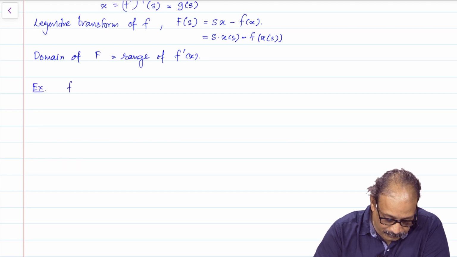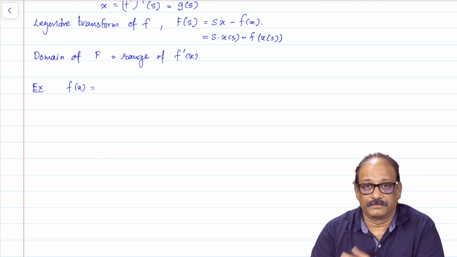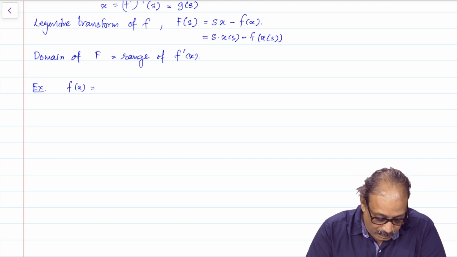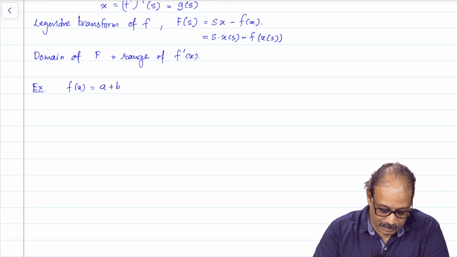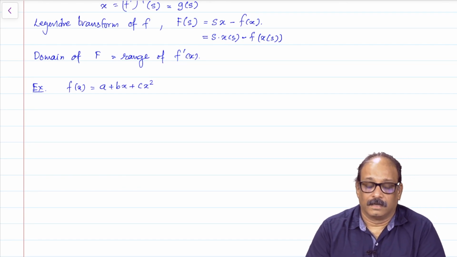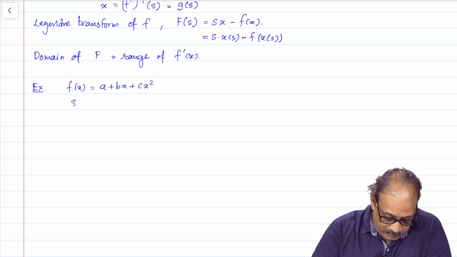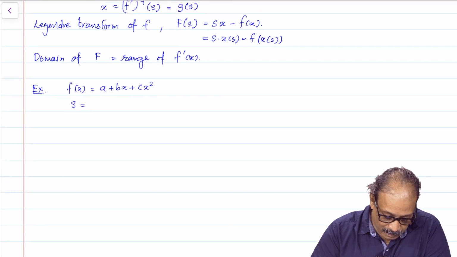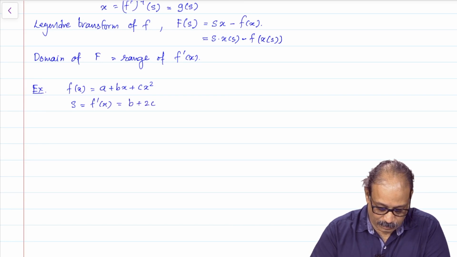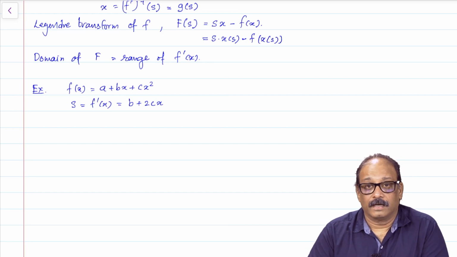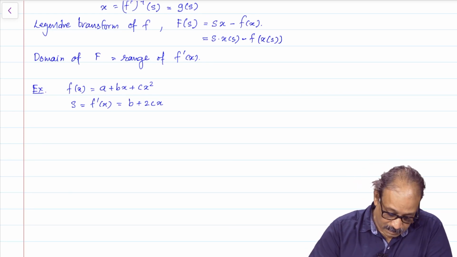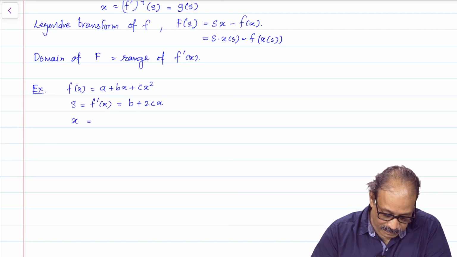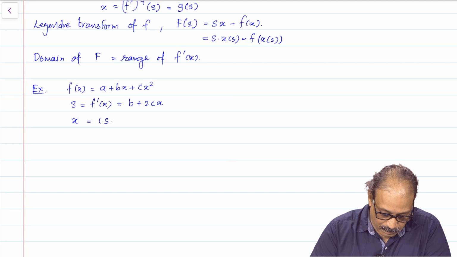So, the first example that we had above of the convex function is f equal to a plus bx plus c times x squared. Now, define the new variable s, which will be equal to f prime of x, which is nothing but b plus 2 times c x. This is invertible, so invert this. After inversion you get x, which is equal to (s minus b) divided by 2c.